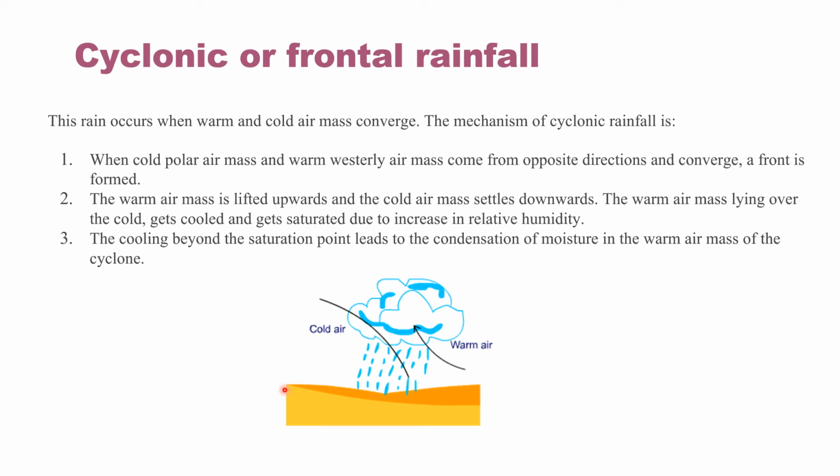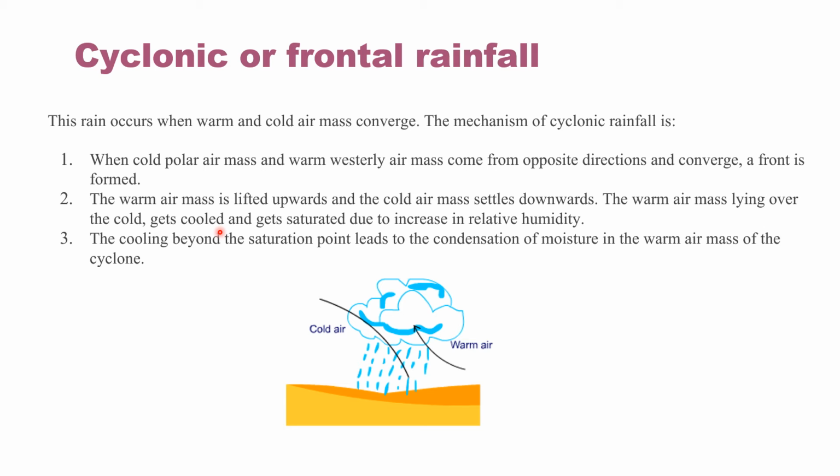There is a movement between two types of air, that is the cold air and the warm air. Warm air is going up and cold air is taking the downward areas. So the warm air is lifted upwards and the cold air mass settles downwards. The warm air mass lying over the cold gets cooled. So the warm air which is touching the cold air starts getting cooled.